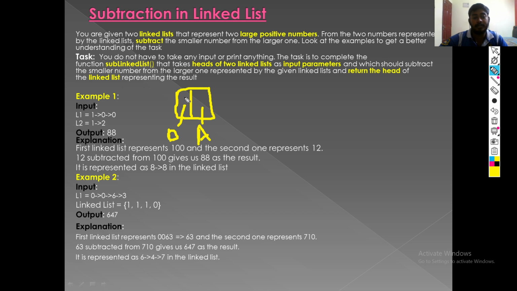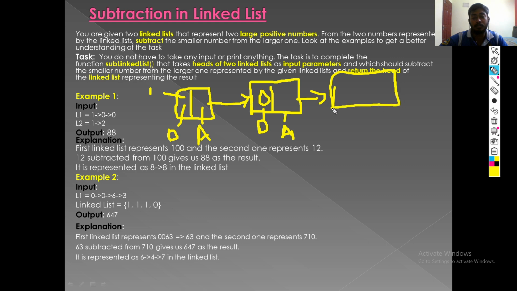This data part contains a value, for example, 1. This address part is linked to another node, which again has data and address. This one contains 0. Likewise, it can contain a limitless number of nodes. This one contains, for example, 5 and the address of another node. Overall, we are getting a value of 105.